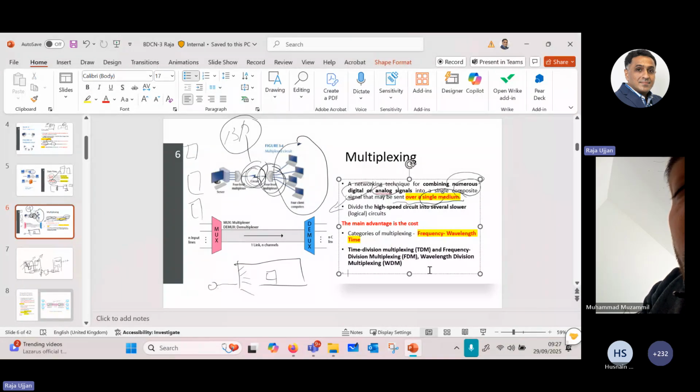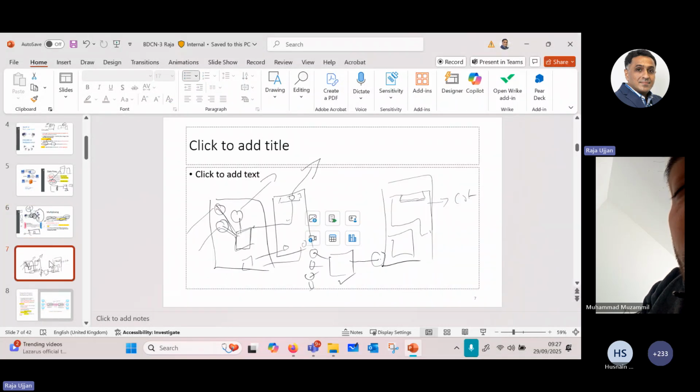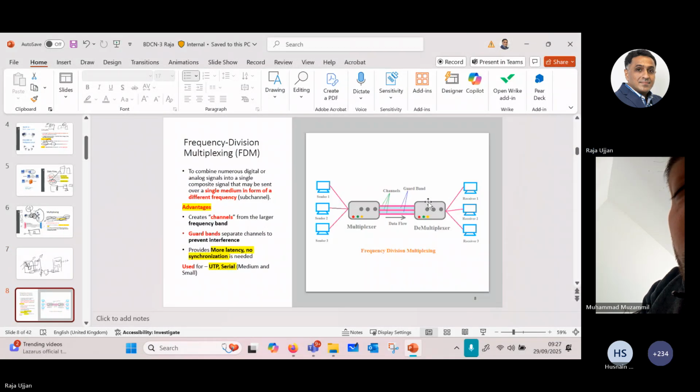They use different multiplexing techniques. I'll let you know now. I hope this is clear. If not, I will give you time and we will discuss later on. Let me finish first. Okay, so first of all, frequency division.